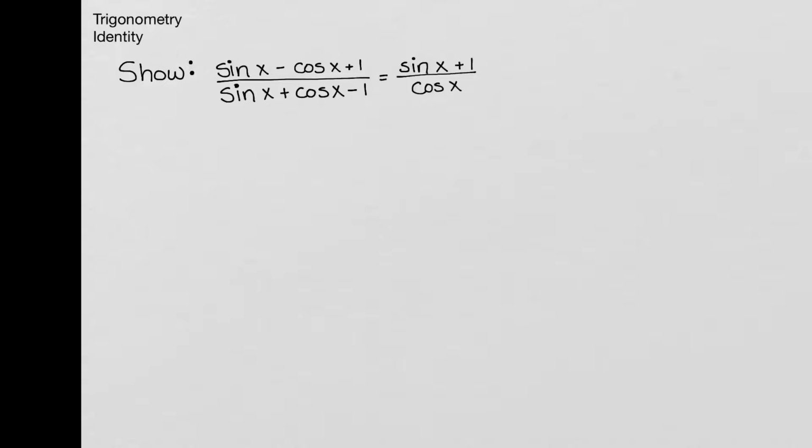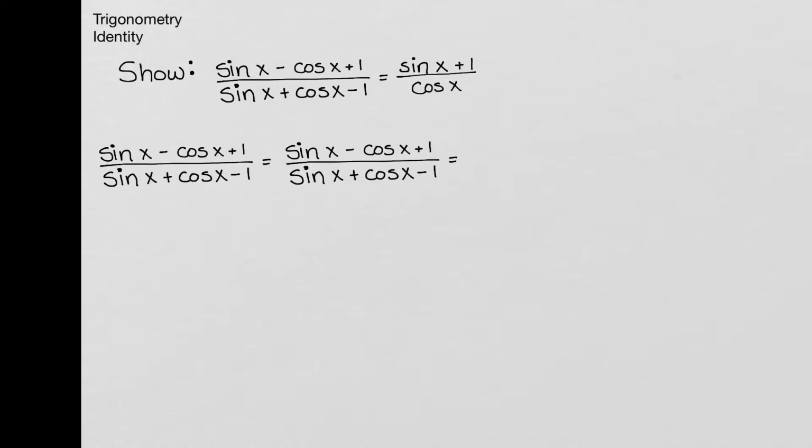In this problem, we need to show that the left-hand side of the equation is equal to the right-hand side of the equation. Since we're starting with something a little more complicated on the left, I'm going to bring that down and work from left to right rather than right to left. All right, so I have (sine x minus cosine x plus 1) all over (sine x plus cosine x minus 1). And I'll copy that over to the right-hand side here, and we can work off of that.